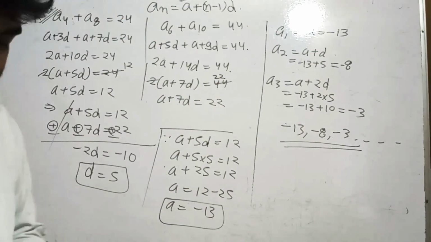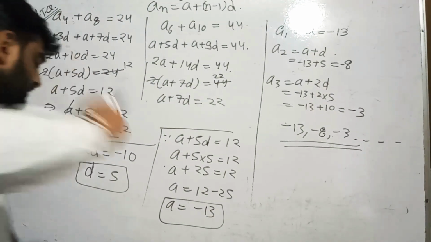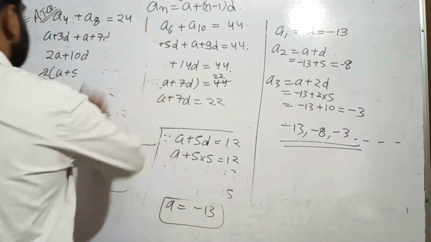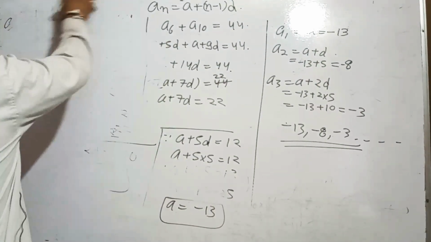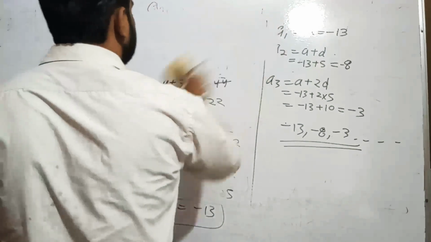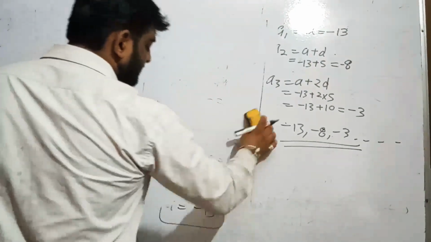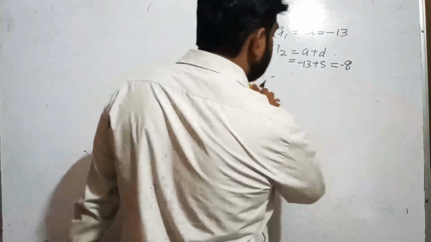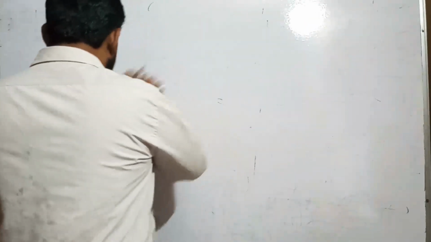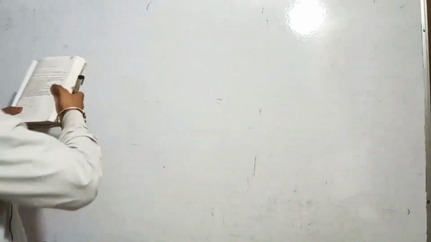So now we can move. Now we've moved to question number 19 of this exercise. Students, this is the exercise for the terms, that is nth term, 10th term, 17th term, 7th term, 17th term. After this exercise, I'm introducing the sum of all the terms of a given AP.